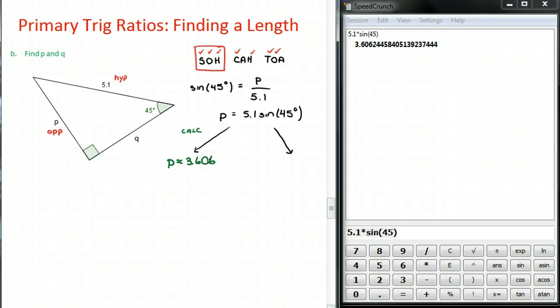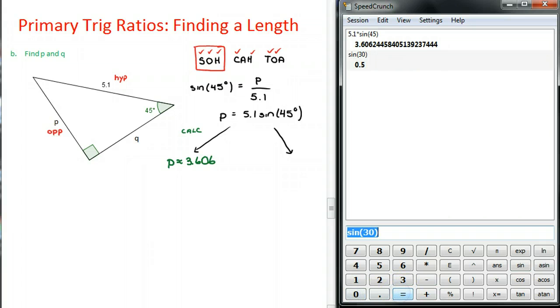So P is approximately equal to 3.606. Now I didn't check the mode of my calculator, so let's make sure my calculator is in degrees mode here. So let's just clear this. Remember, I can check if it's in degrees by taking the sine of 30, and I should get 0.5. So I do, so I'm good.